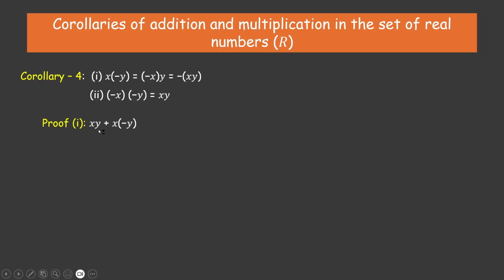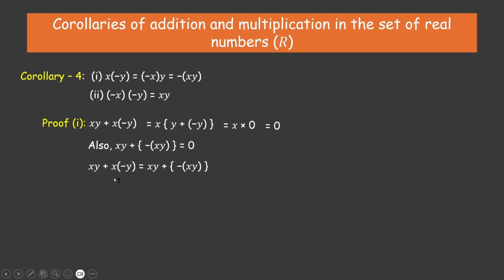What would be xy plus x into negative y? How about if we take x as common, this would leave us with y plus negative y, right? Which is x into y plus negative y, which is 0. x into 0, which is 0. Also, xy plus negative of xy is also 0, right? Now, since these two are equal to 0, let's equate them.